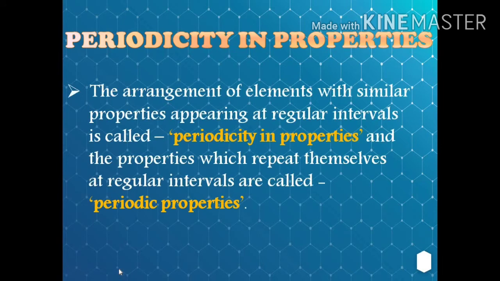Periodicity in properties is nothing but the arrangement of elements with similar properties appearing at regular intervals, and the properties which repeat themselves at regular intervals are called periodic properties. That means we have certain properties which repeat at regular intervals in the periodic table. These properties are known as periodic properties, and the phenomenon is known as periodicity in properties.